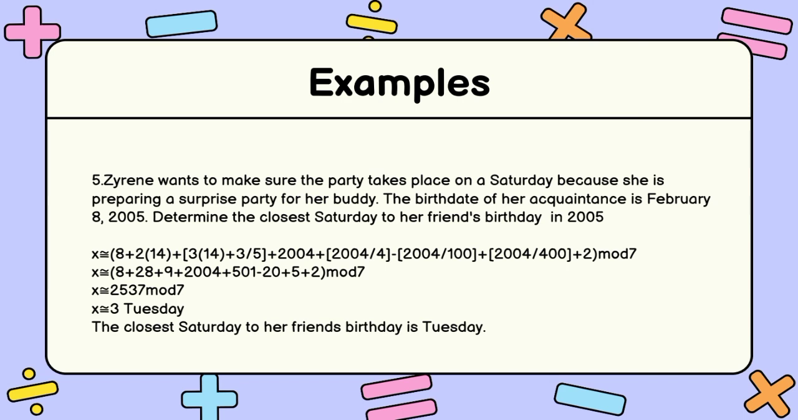So again, let's analyze the problem. The month is February. If the month is February, you're going to use 14. And for the year, you're going to use the previous year, not the recent one. So the day is 8, the month is 14, and the year is 2004. So let's solve, and the answer is x is congruent to 3, and it falls on Tuesday. So the closest Saturday to her friend's birthday is Tuesday.